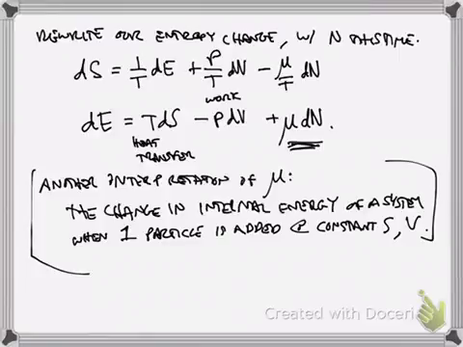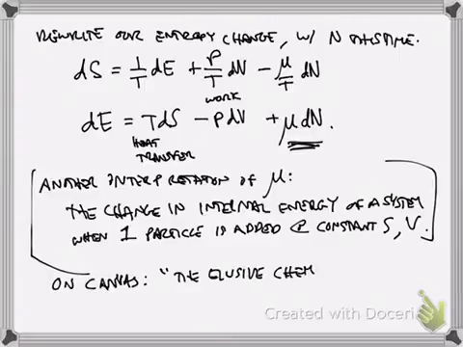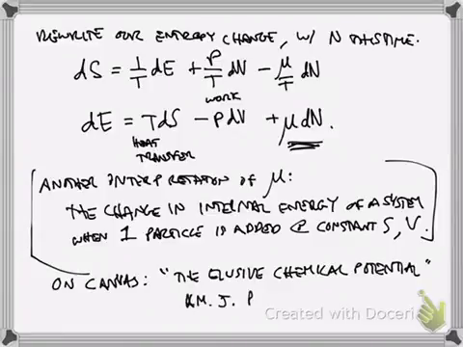I have an article on Canvas called "The Elusive Chemical Potential" by a fellow named Baierlein, who has also written a statistical mechanics and thermodynamics textbook. This article is from the American Journal of Physics, and it basically rattles off several different ways of thinking about the chemical potential that are maybe useful to students.